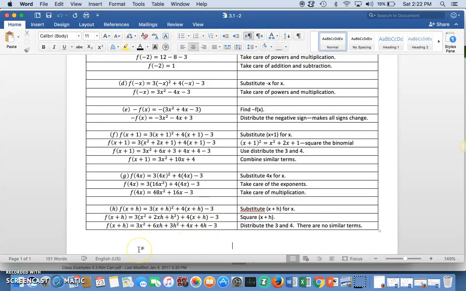Now take care of your multiplication. When you multiply by 3, this is really the distributive property. 3 times x squared, 3x squared. 3 times 2xh, 6xh. 3 times h squared, 3h squared. 4 times x, 4x. 4 times h, 4h. And then you bring down the -3. As you'll notice, even though there are a lot of terms that have x's and h's in them, none of them are exactly the same. So you have completed this problem.